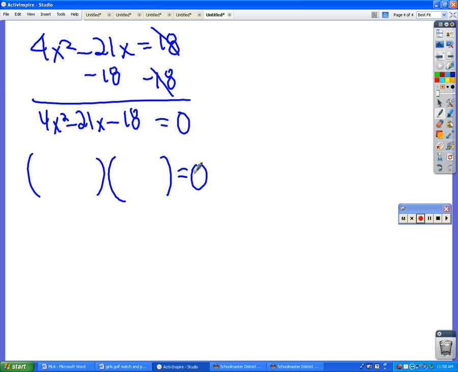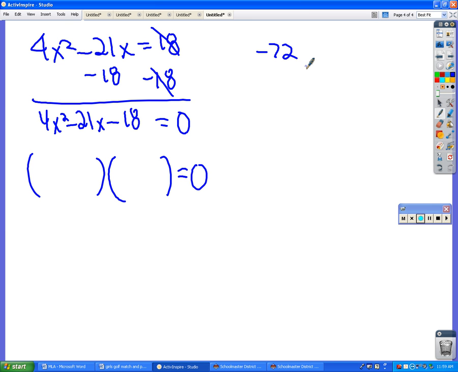The problem is, since the 4 is in front, I don't know if it's going to be 2x and 2x, or it could be 4x and x. And so here's how you do it. And we've done this before, and you loved it. So you're going to be super pumped when I start doing this, and you remember, you're going to go, yes, I love this stuff. The first thing I'm going to do is I'm going to go 4 times negative 18 is negative 72. Okay? 4 times negative 18 is negative 72.